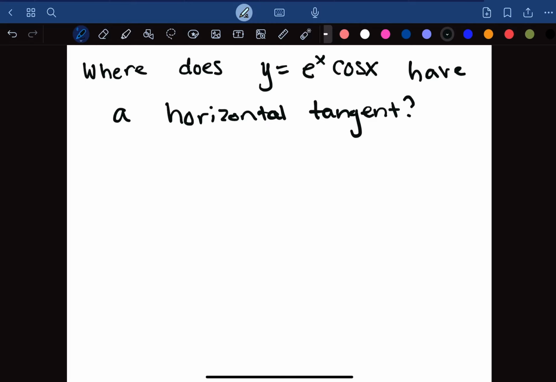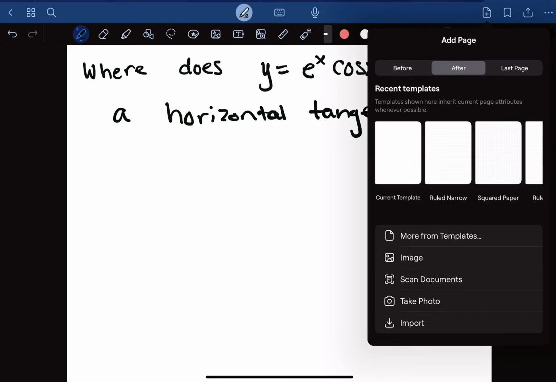Hey guys, so let's look at this equation. If we're asked to find where y is equal to e to the x cosine x has a horizontal tangent, first let's talk about what a horizontal tangent is, and then we'll come back to doing this actual problem.